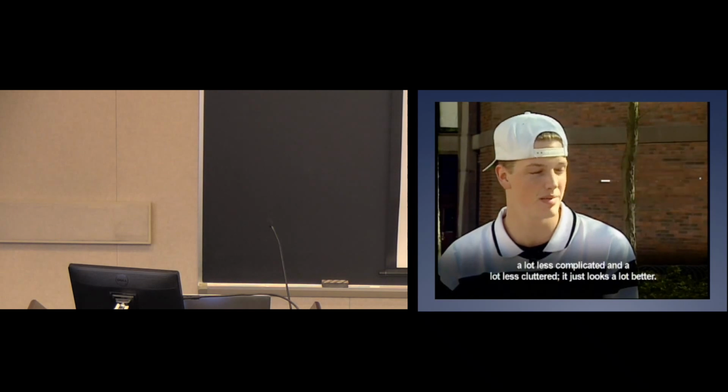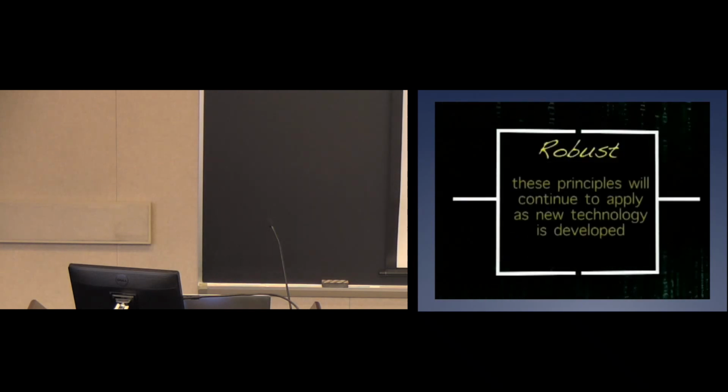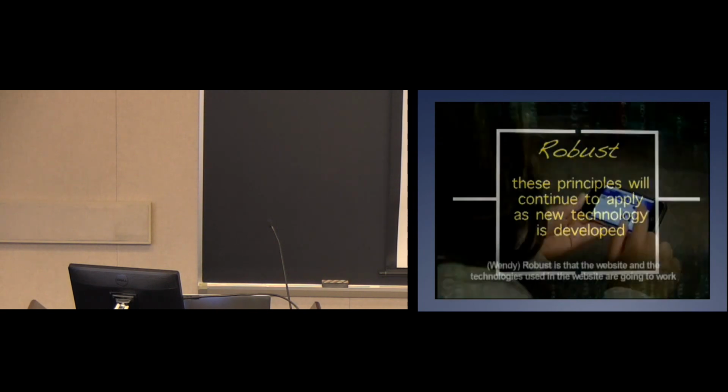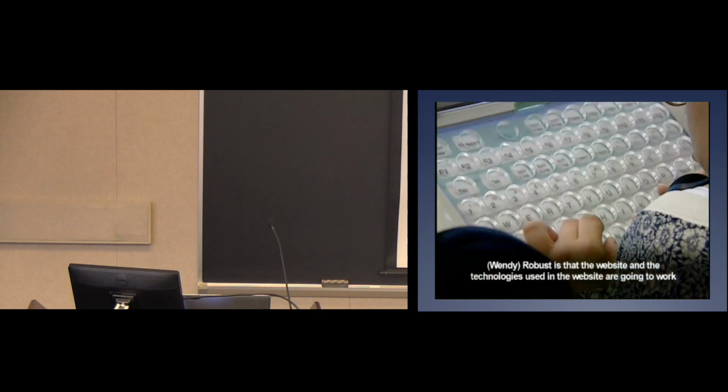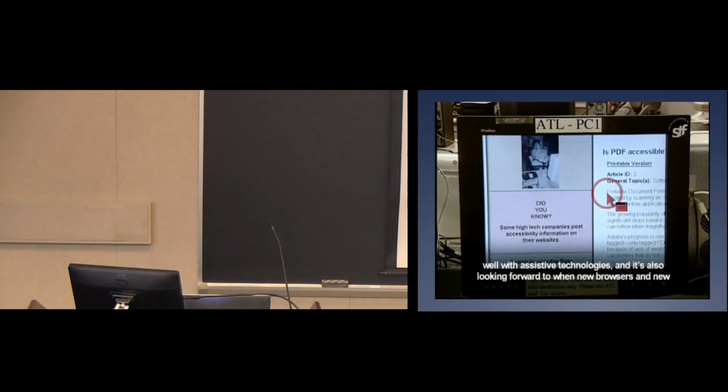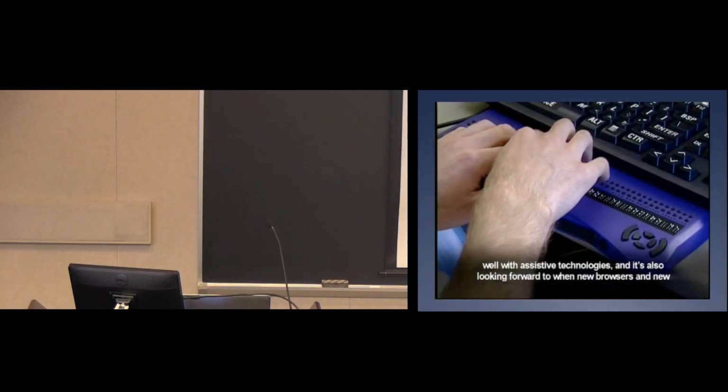It just looks a lot better. Robust means that these principles will continue to apply as new technology is developed. Robust is that the website and the technologies used in the website are going to work well with assistive technologies. And it's also looking forward to when new browsers and new devices come out, that it'll continue to work.